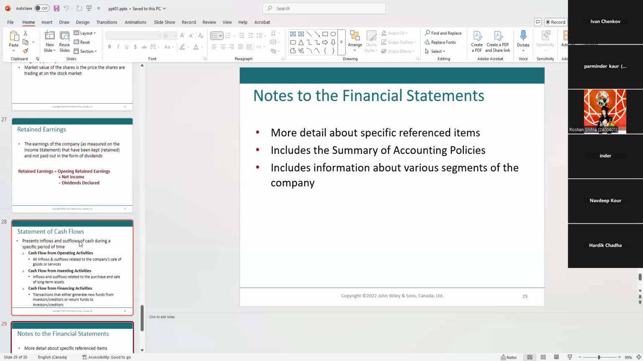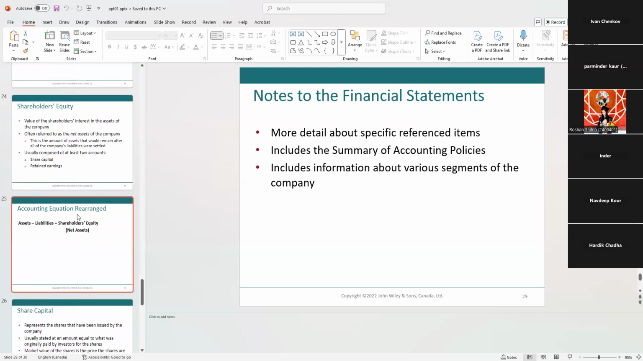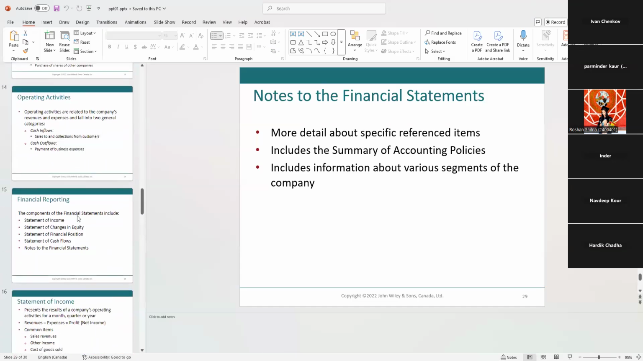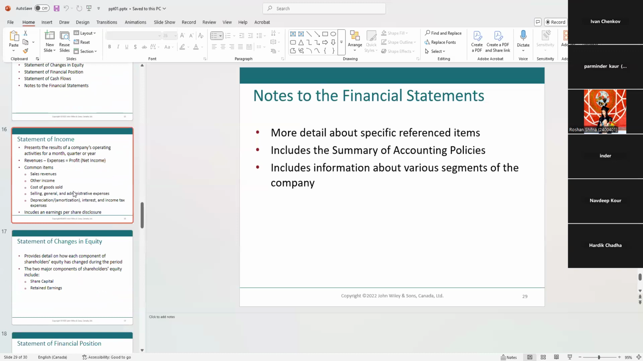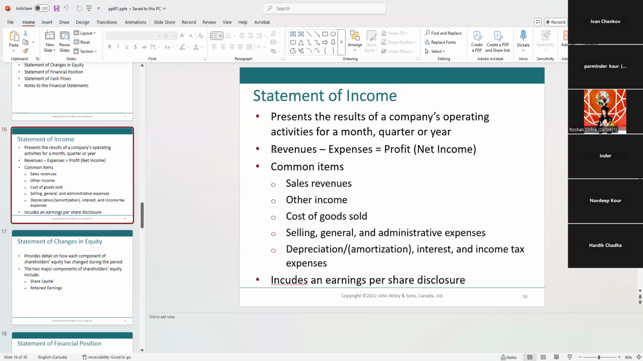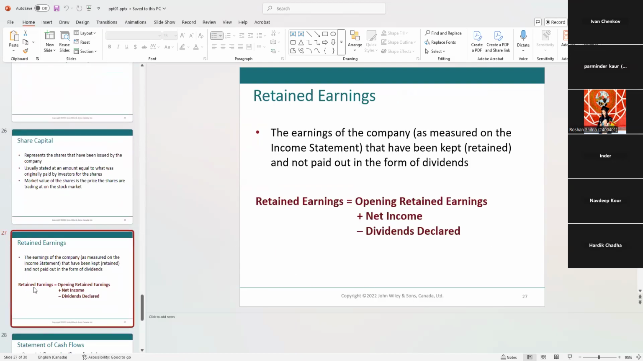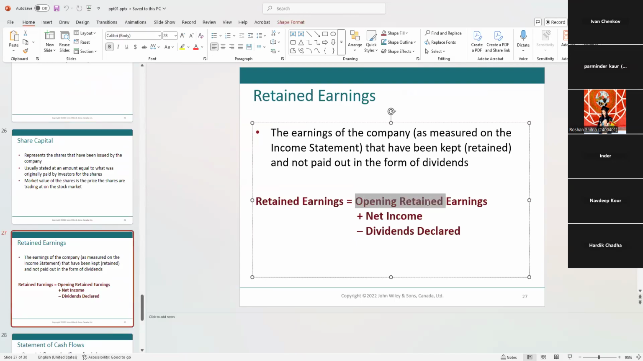So what you have to know from this chapter is how to calculate net income, and always remember, the net income is only revenue minus expenses, nothing else. And how to calculate retained earnings. Those are the two important things. Retained earnings is always going to be retained earnings at the beginning, plus the net income, minus the dividend.